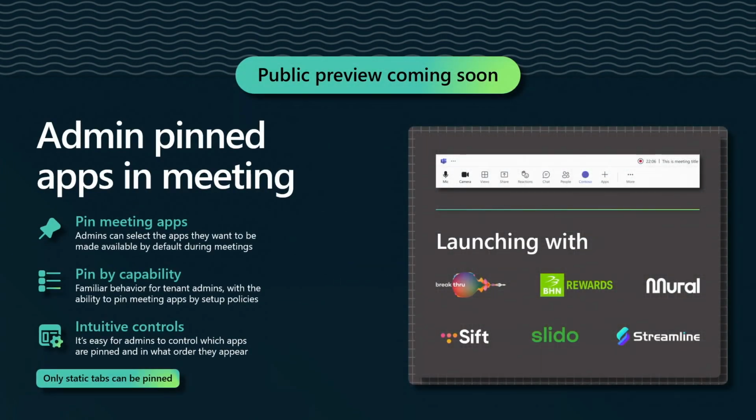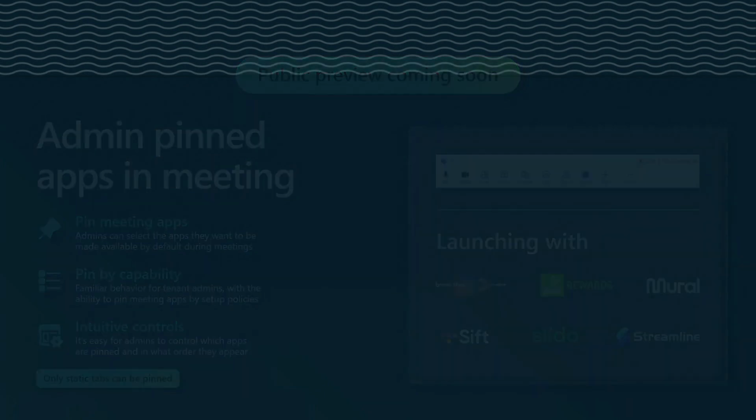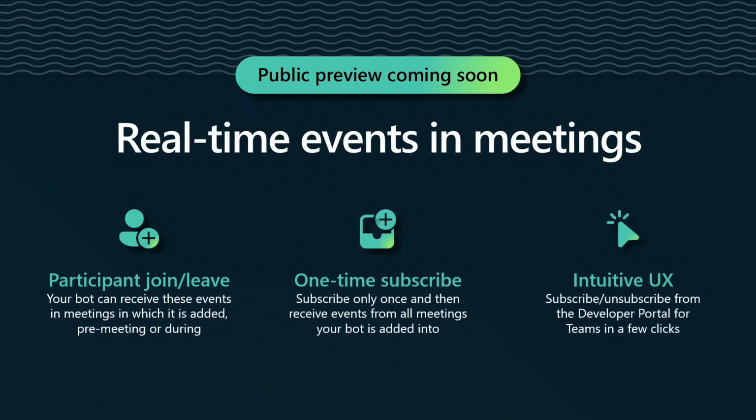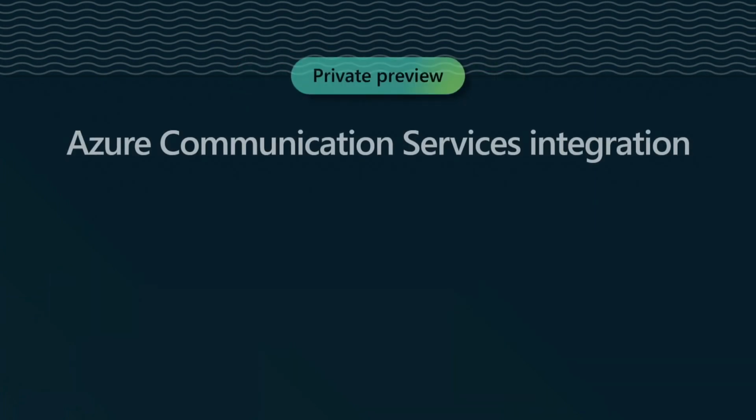It's also really important to make sure that your users can find your apps. So now you can work with your tenant admins to make sure those apps that you're building are pinned in the meetings for your customers so they can find them right away. And it works really well with static apps. It's quick and easy. We are also opening up some new real-time events. Some of the things that we're actually using in Live Share we want to make available to you as well. These are super easy to use, and they'll be available in public preview soon.